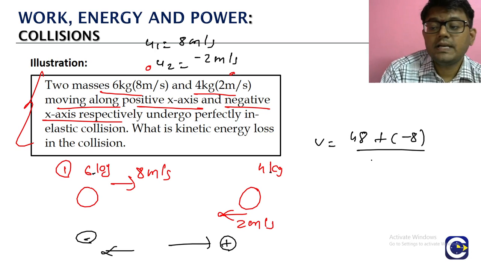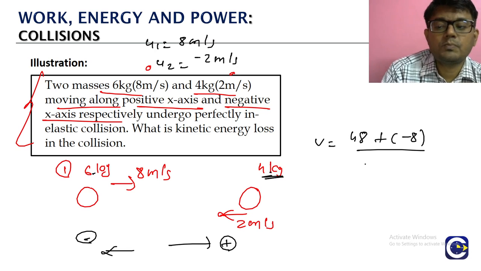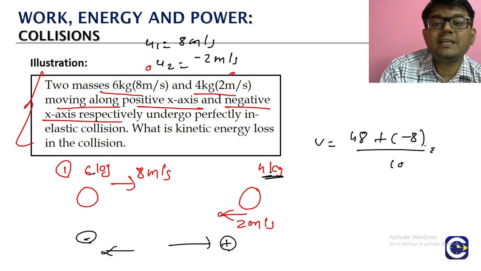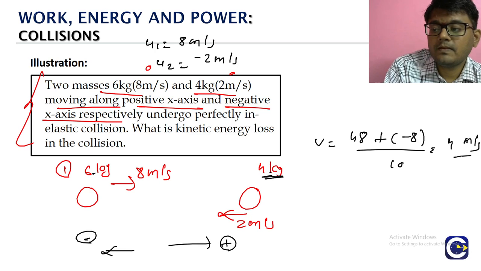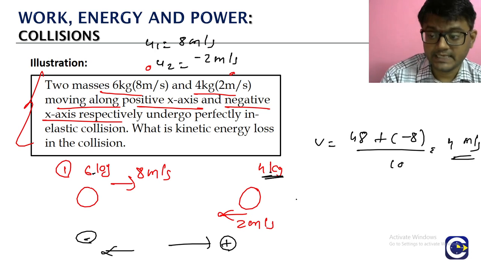The sign convention is used here, divided by m1 plus m2, 4 plus 6, which is 10. Look, 48 minus 8 is 40, and 40 by 10 means 4. So the common velocity is 4 meter per second.